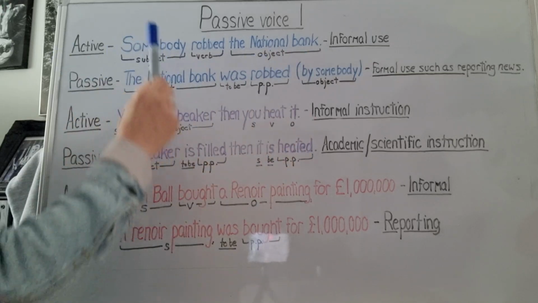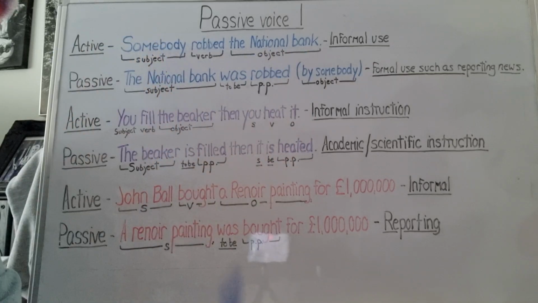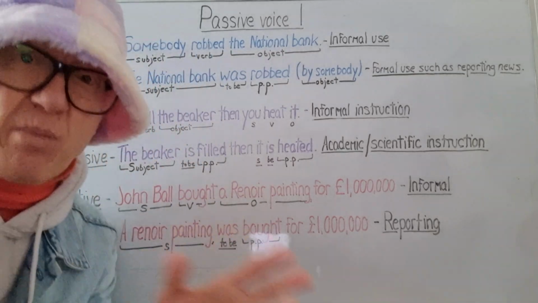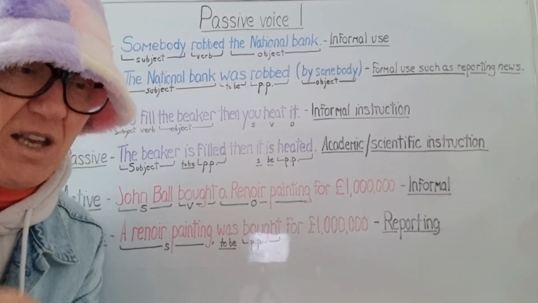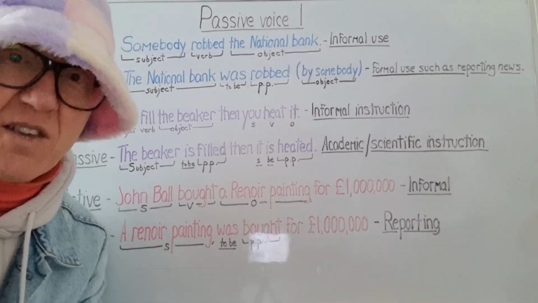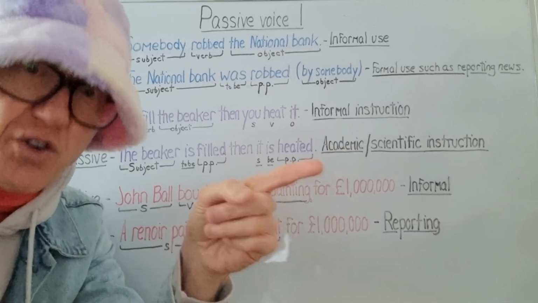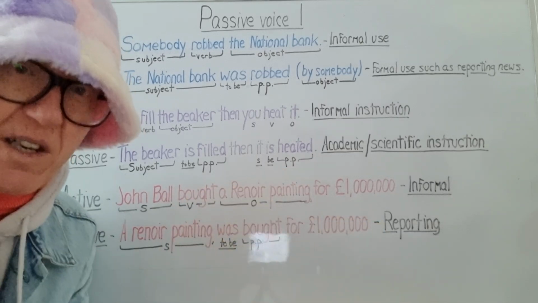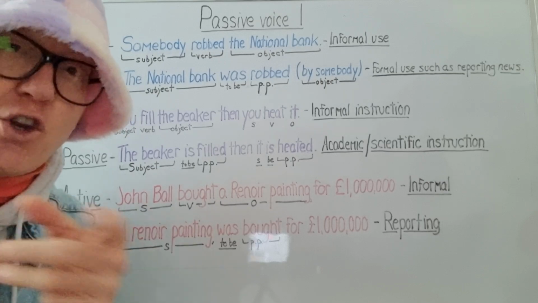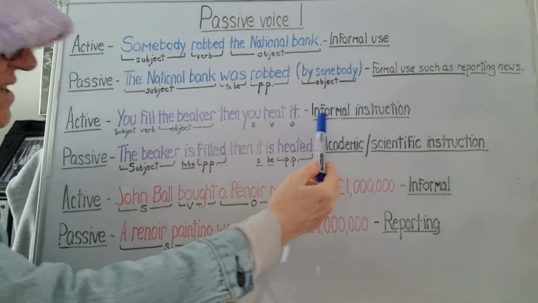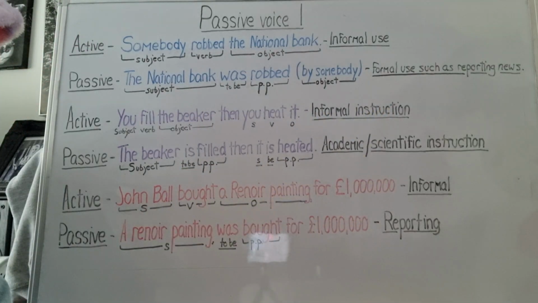We use the passive voice when we don't know who the subject is. We also use the passive voice when the subject could be anybody at all. If you're reading instructions, then you want to learn, but the person writing the instructions doesn't know who you are. They don't know who's reading this, so they use a generic you. You fill the beaker, then you heat it. That's an informal instruction, okay?